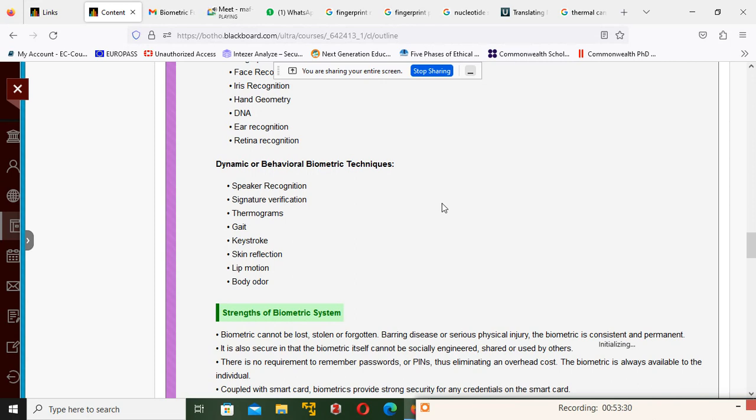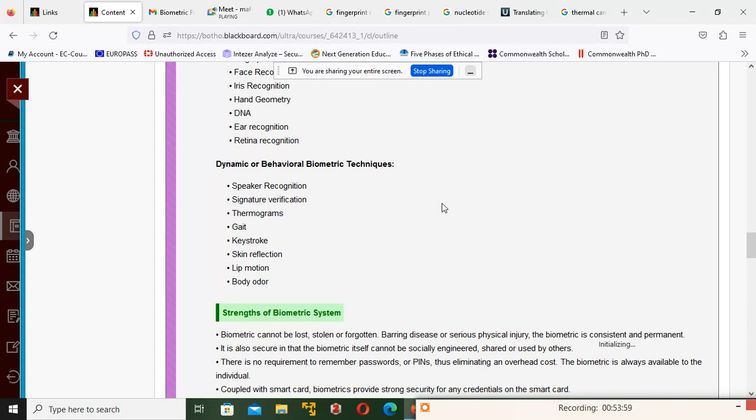So there can be a camera system that can recognize your gait. That is the way you walk, your walking pattern, and it will be able to know that it is you. There are keystrokes, the way you type on your computer, the rate at which you type, how you type a particular letter, how you access a particular resource, the speed at which you type. All these things are typical examples of dynamic biometric systems.